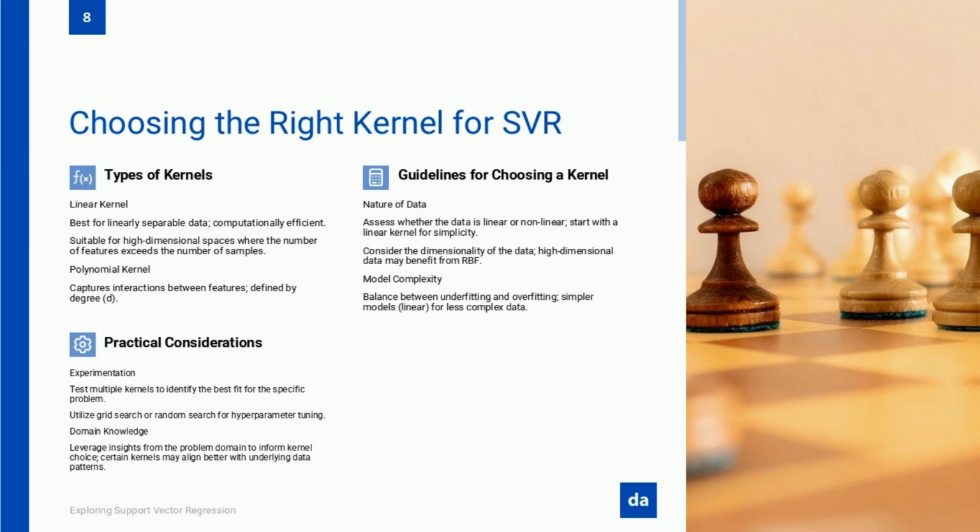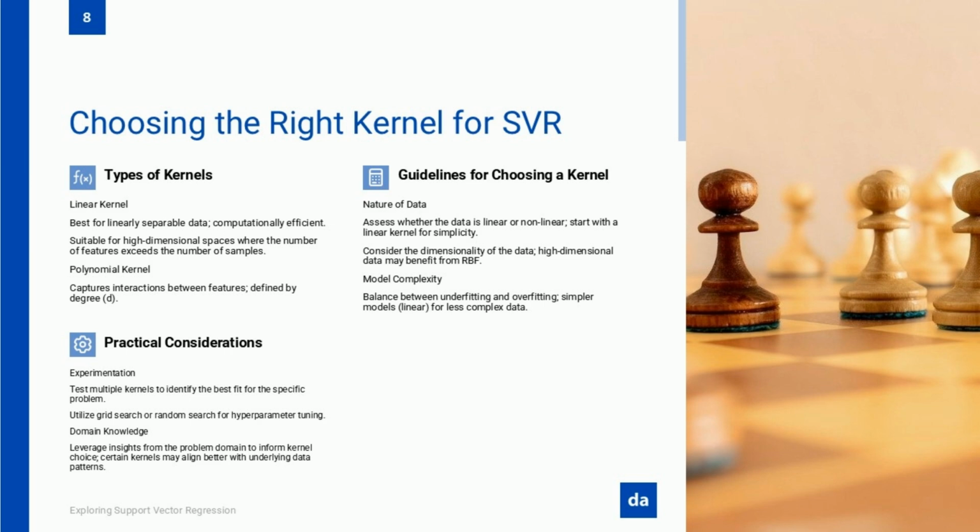In some cases, a simple kernel may work just as well as a complex one, and adding unnecessary complexity can lead to overfitting. Selecting the right kernel is a critical step, but it is just one part of fine-tuning the model. To truly optimize SVR for the best possible performance, we need to go deeper into hyperparameter tuning. How do we adjust parameters like C, epsilon, and gamma to create a model that balances accuracy and generalization?